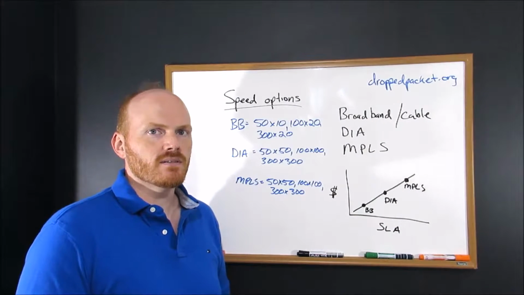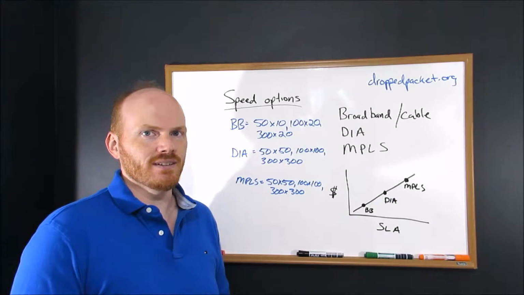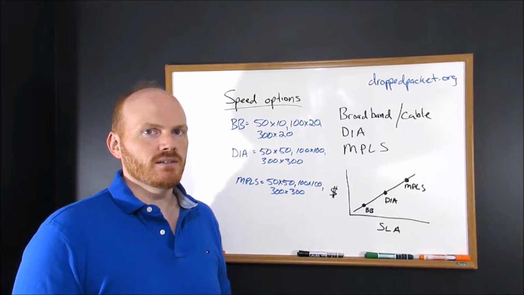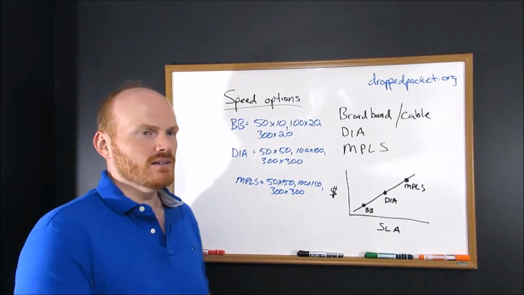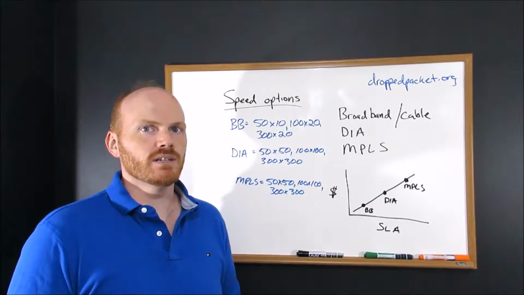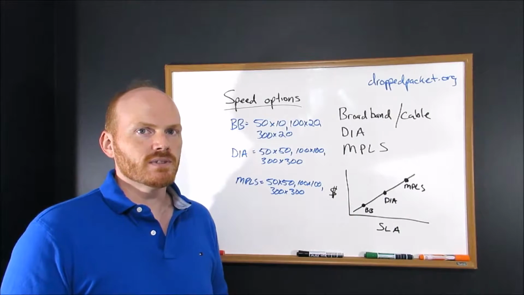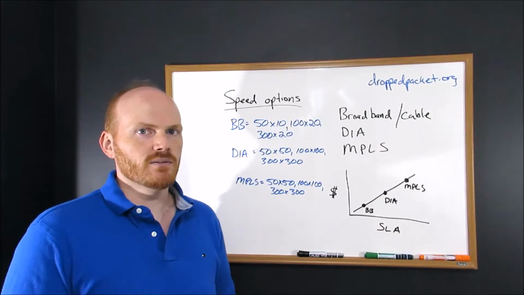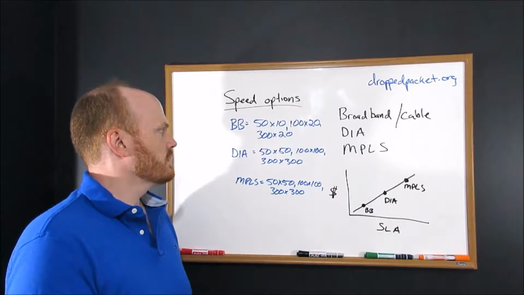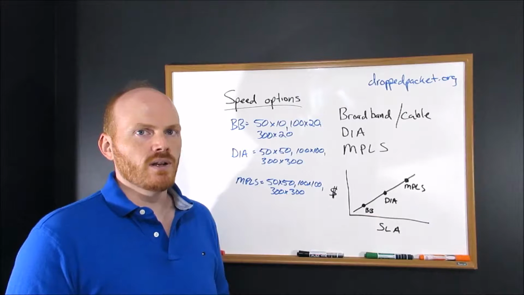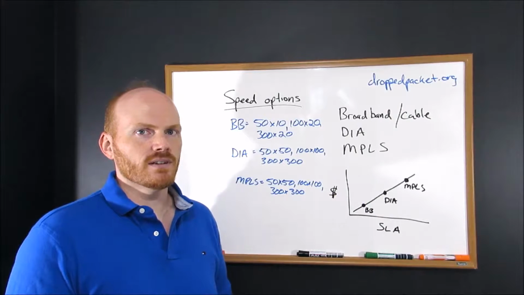For speed options, the thing to keep in mind here is broadband is typically asymmetrical. So you're going to have a really large download speed and usually a limited upload speed. Some examples of that are 50 by 10, 100 by 20, 300 by 20. This excludes services that are symmetrical or near symmetrical, such as FiOS. This is typically what a cable company will give you. DIA and MPLS, on the other hand, are symmetrical. So if you buy a 50 meg service, you're going to get 50 meg up and down.